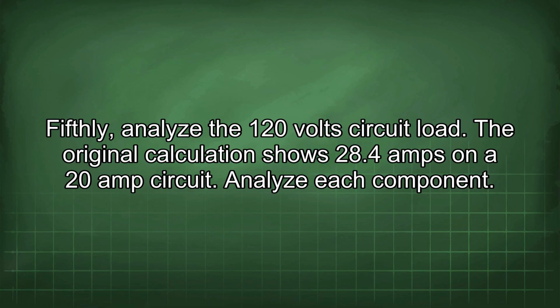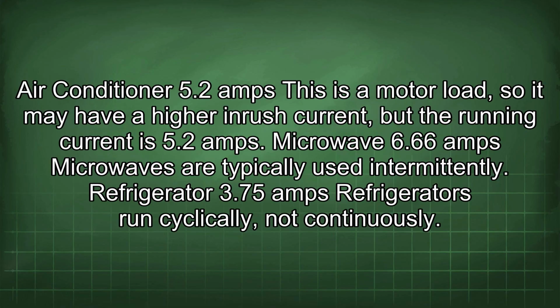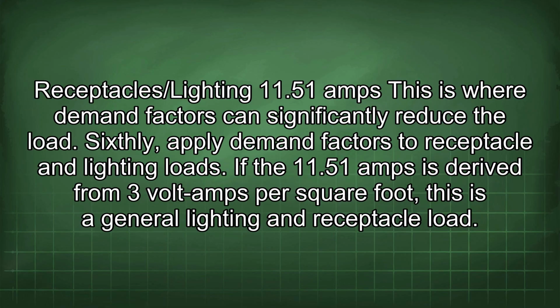Fifthly, analyze the 120 volt circuit load. The original calculation shows 28.4 amps on a 20 amp circuit. Analyze each component. Air conditioner, 5.2 amps. This is a motor load, so it may have a higher inrush current, but the running current is 5.2 amps. Microwave, 6.66 amps. Microwaves are typically used intermittently. Refrigerator, 3.75 amps. Refrigerators run cyclically, not continuously. Receptacle and lighting, 11.51 amps. This is where demand factors can significantly reduce the load.